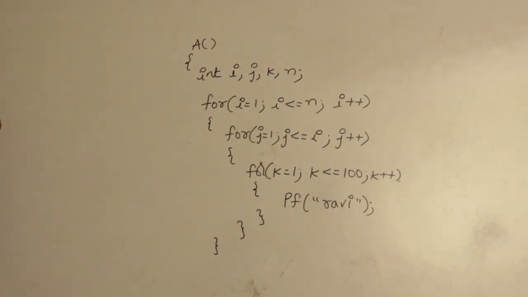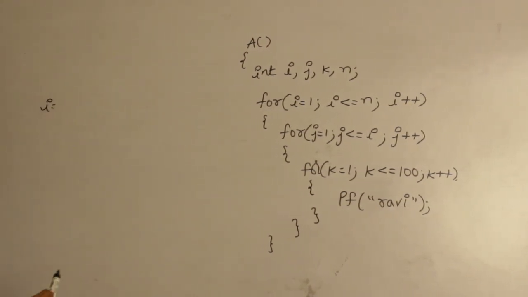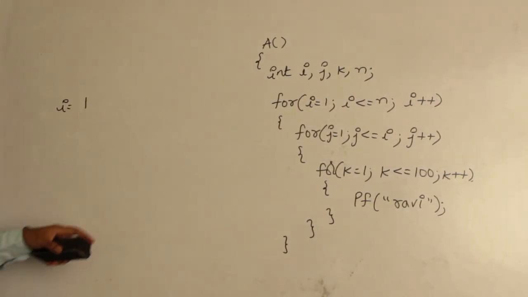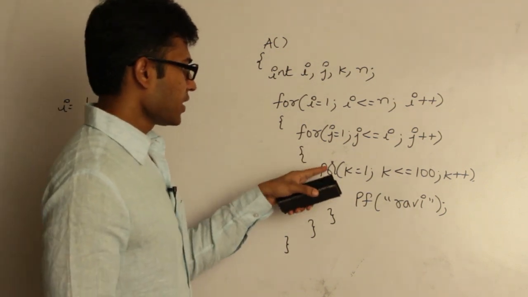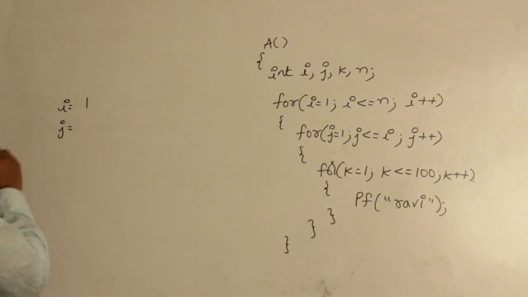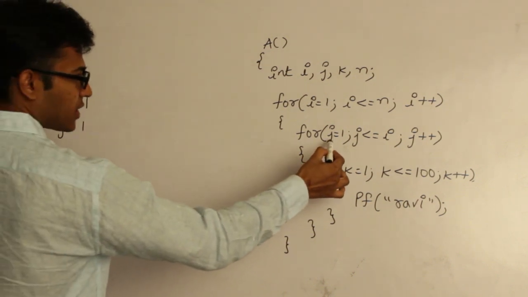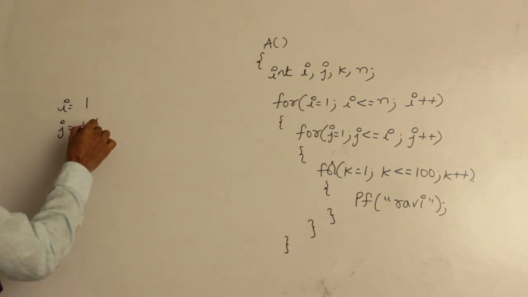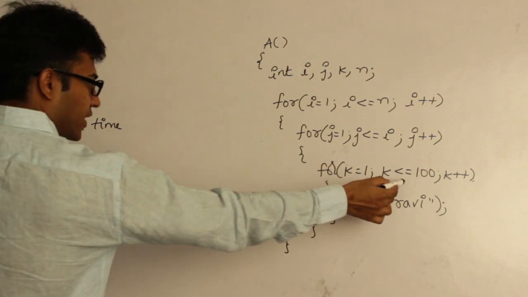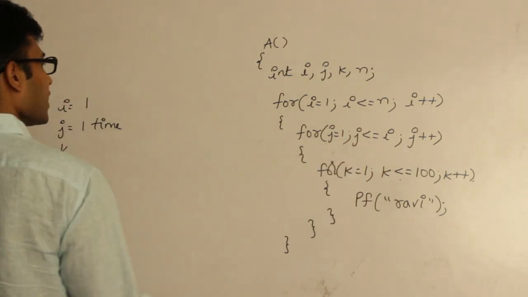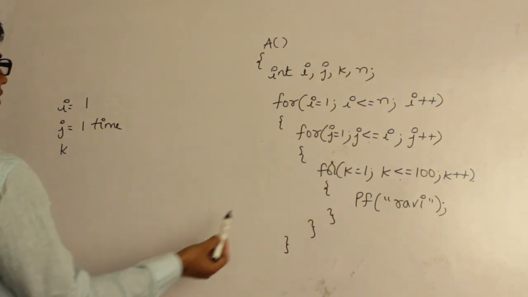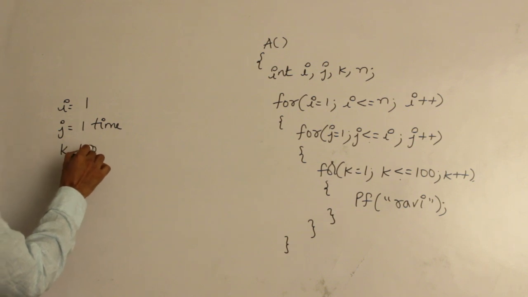So I'm going to say, initially if i equal to 1, how many times will the j loop be executed and how many times will the k loop be executed in total. The j loop will be executed exactly for j equal to 1 to i, which means only one time, and the k loop will be executed exactly 100 times for each j value. So j is executing one time, and every time k will be executed 100 times. Therefore k will be executed 100 times in total.